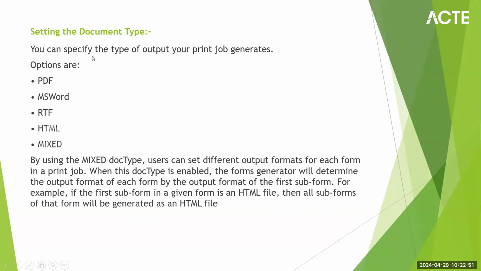Set the document type. You can specify the type of output your print job generates. Basically, you added a form in the particular print job. Now you can set that entire print job in a particular format to be printed on the UI, like DOCX form, doc form, PDF form, MS form, RTF form, HTML or mixed.